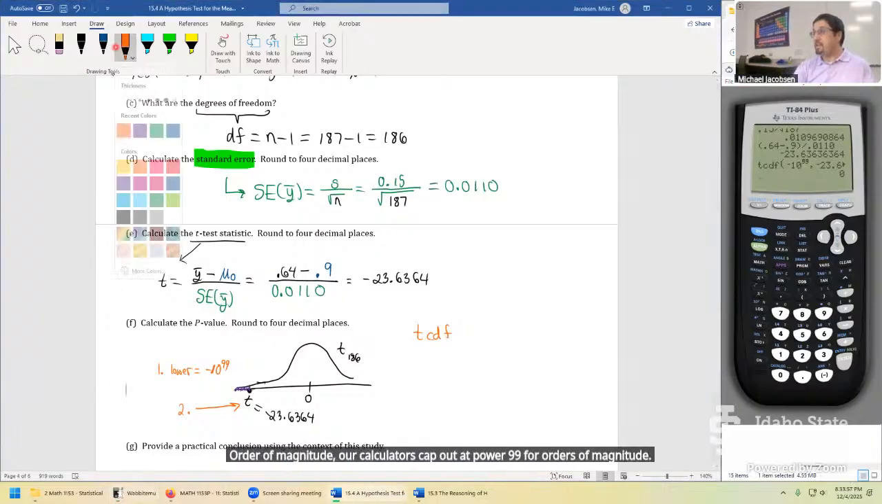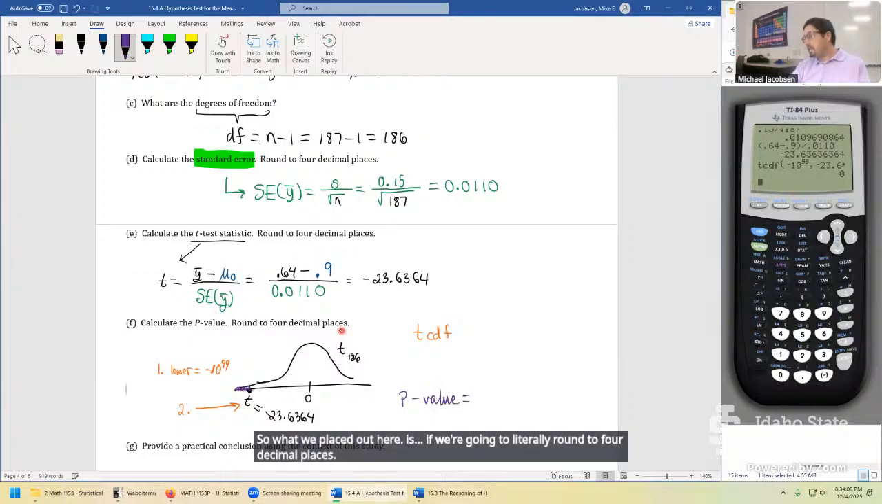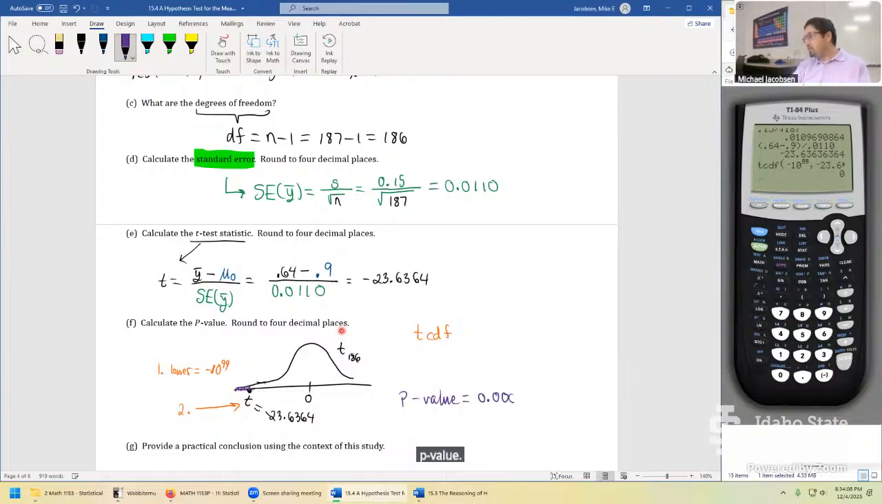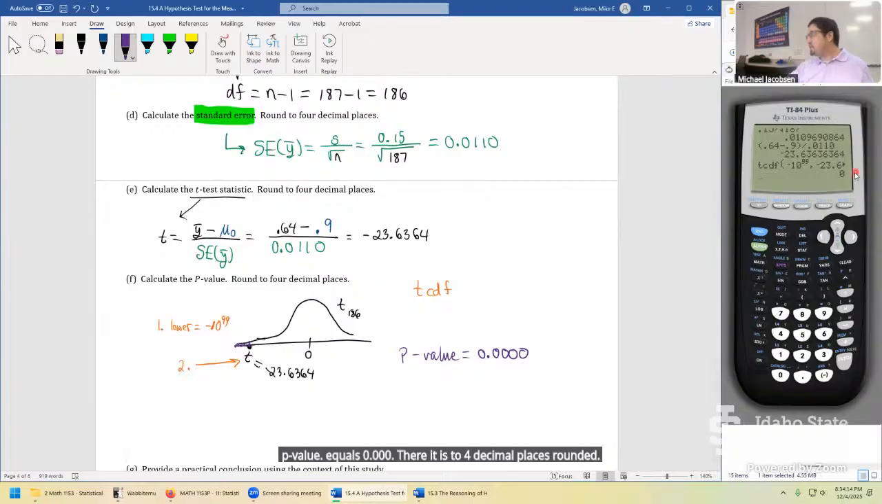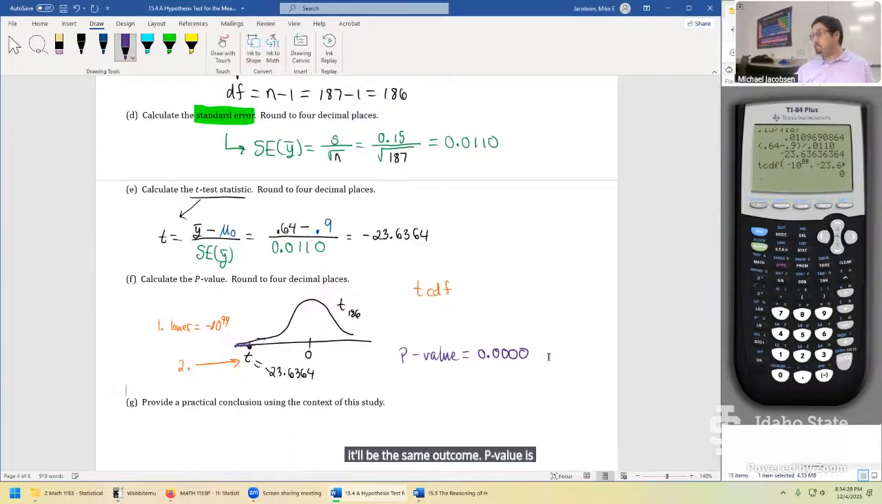So what we placed down here is, if we're going to literally round to 4 decimal places, p-value equals 0.0000. There it is rounded to 4 decimal places. So that's what happens whenever you get that as an output. It could have had something like e power negative 37, like we discussed in the last section. It'll be the same outcome. The p-value is 0.000.